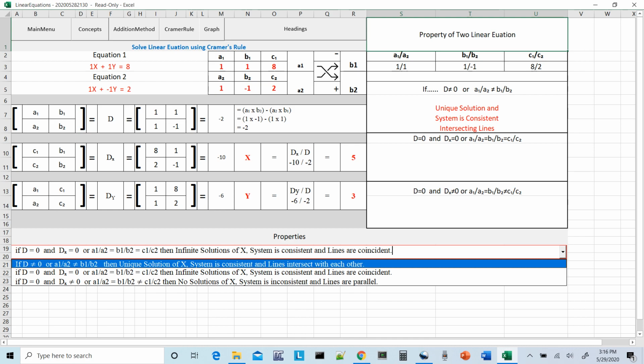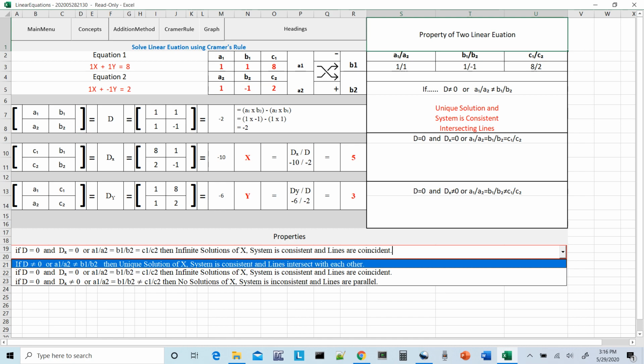Then the third property. What is that third property? If d is equal to 0 and dx is not equal to 0, or a1 upon a2 is equal to b1 upon b2, and they are not equal to c1 upon c2, then there are no solutions of x. What does that mean? There is no common point. And when there is no common point, those lines are not going to intersect, that means they are parallel lines. Pretty easy to remember these 3 rules this way.